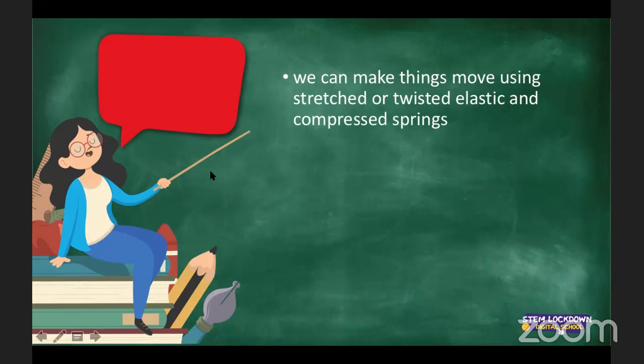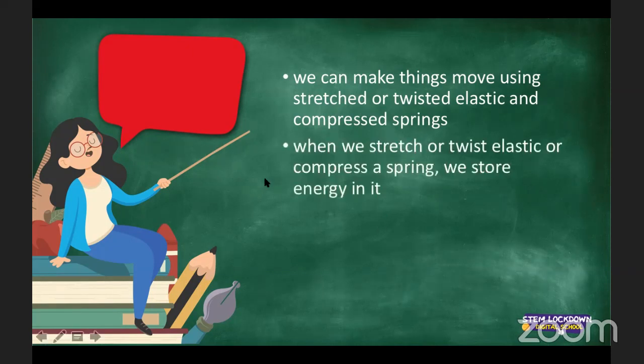We can make things move using stretched or twisted elastic and compressed springs. Whenever we stretch or twist elastic bands, they will produce a potential energy which is called movement. When we stretch or twist elastic or compress a spring, we store energy in it.